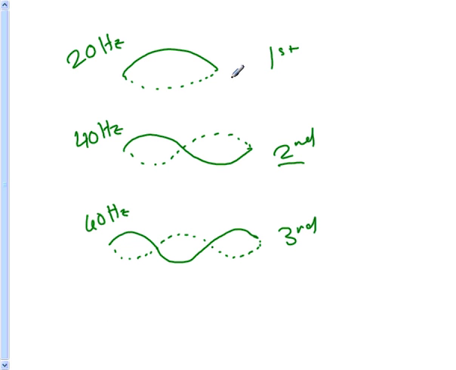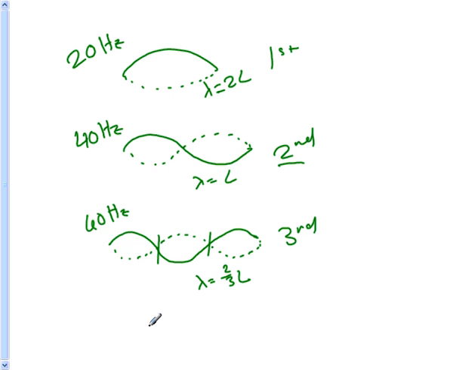Notice how the wavelength changes for a given length of the string. This is 2L. If L is the length of the string, then the wavelength is equal to 2L. Here the wavelength is just equal to L. And here the wavelength is equal to 2/3 L. If you envision this as being chunked up into threes, then 2/3 of it is an L.